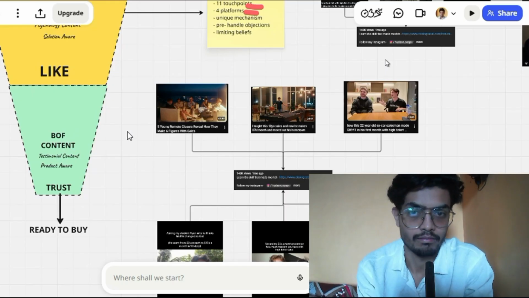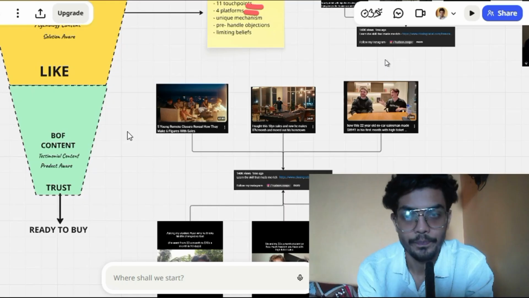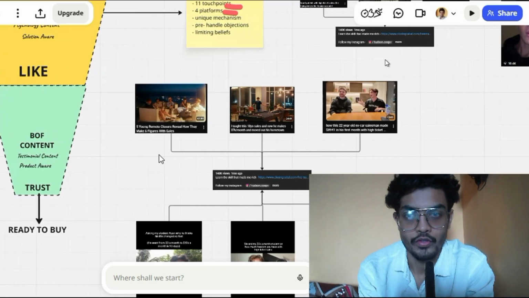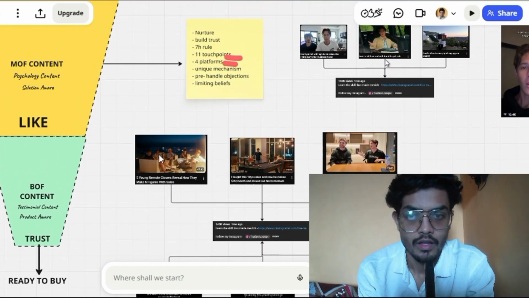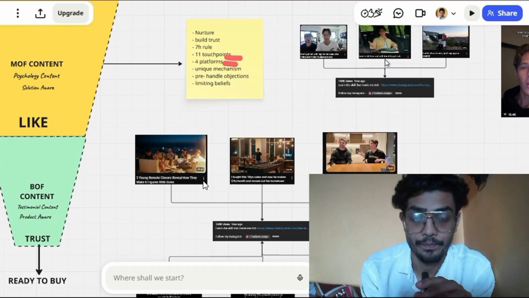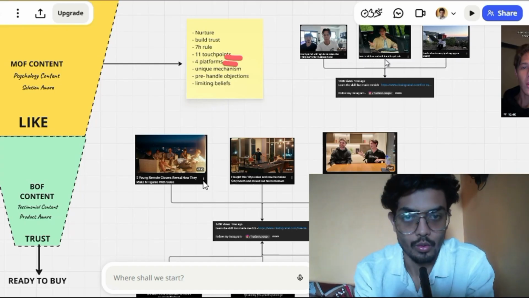So the purpose of this bottom of the funnel content is basically showcasing testimonials and case studies, and also mentioning the product we offer, and basically building trust. Okay, now by this point, the audience already trusts you. So they're almost ready to buy.